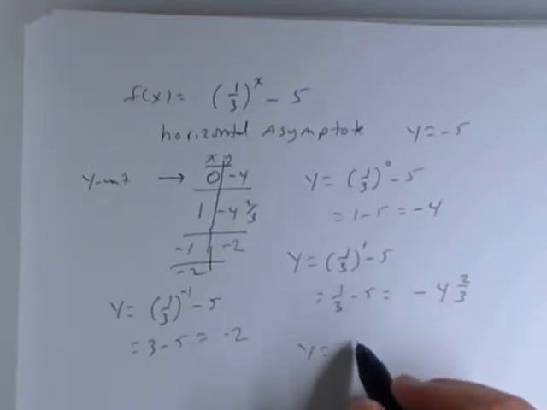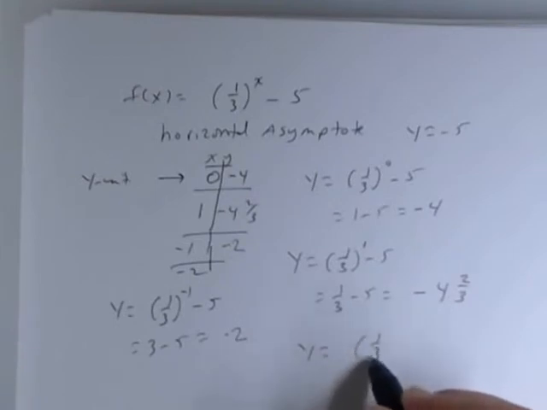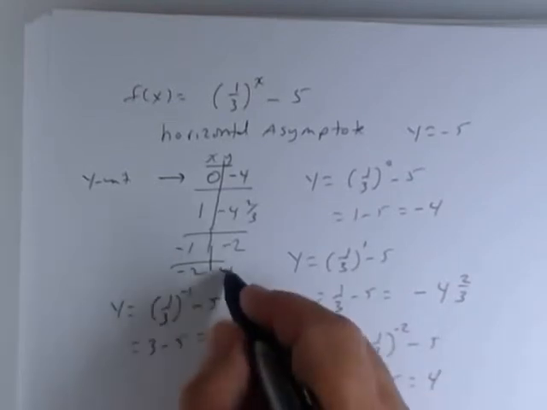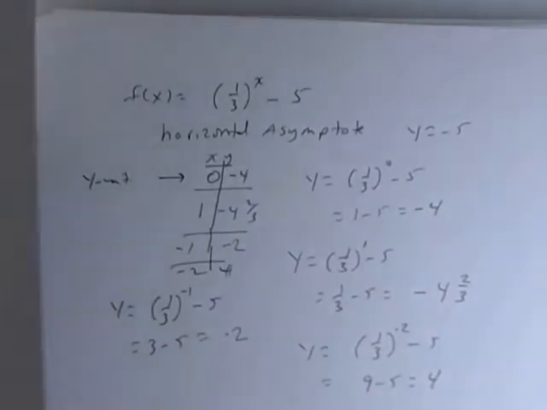Yep, it'll be 9. I'm sorry, say it again. Yeah, but 1/3 to the negative second power is what number though? 9. Use your calculator if you don't remember it. So 9 minus 5 is a 4. And you're done. You just plot those points and draw your graph.